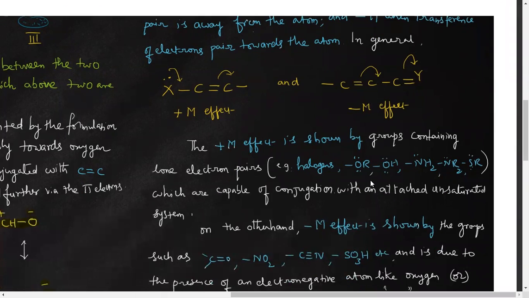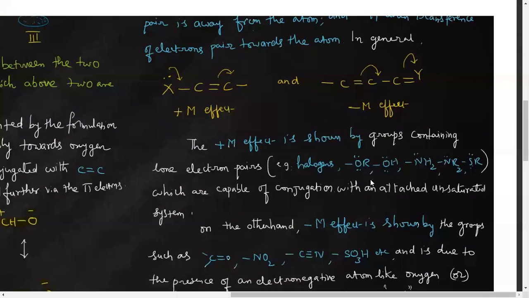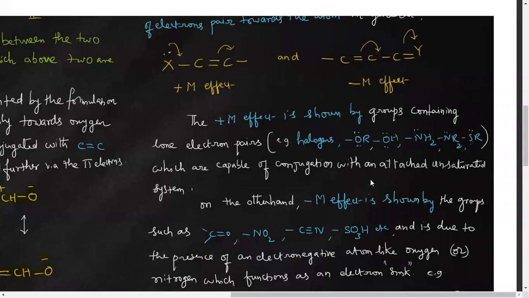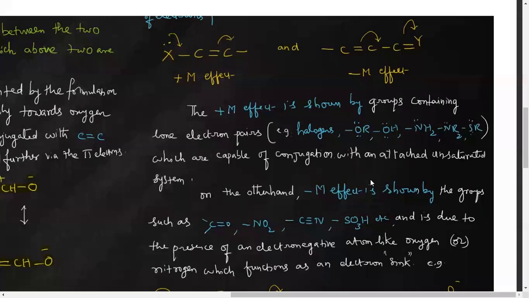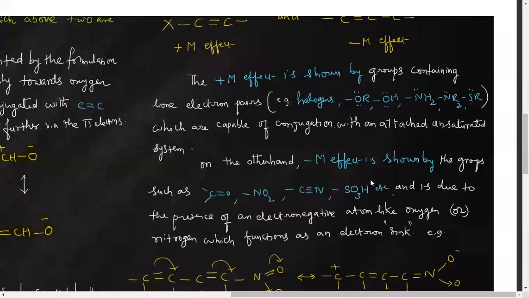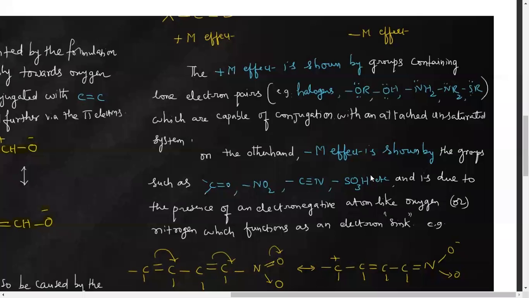What kind of groups give a positive mesomeric effect? OR, OH, NH2, NR2, SR and so on, which are capable of conjugation with the attached unsaturated system. On the other hand, we have the negative mesomeric effect, shown by CO, NO2, CN, SO3H, etc. It is due to the presence of an electronegative atom like oxygen or nitrogen, which functions as an electron sink.